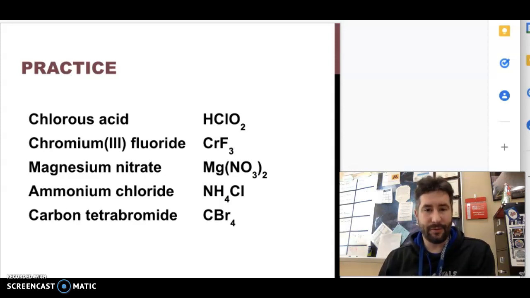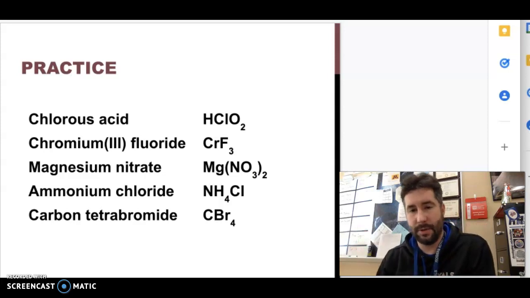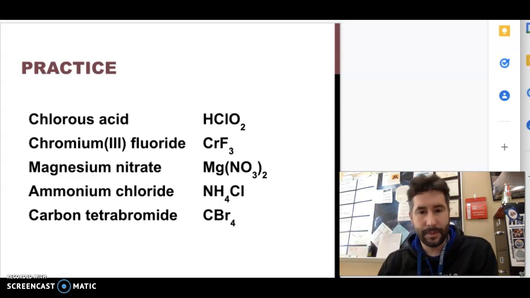Chromium(III) fluoride. So chromium is a 3+ because of the Roman numeral 3. Fluoride's a 1-, so we crisscross that. Magnesium nitrate. Mg is a 2+. Nitrate, make sure you look that up on the back of your periodic table, is NO3. That's a 1-, so the 2 and the 1. 1 magnesium with 2 groups of nitrate. Ammonium, that's the NH4 1+, and chloride is a 1-, 1+, 1-, 1 of each. So 1 set of NH4 and 1 Cl.